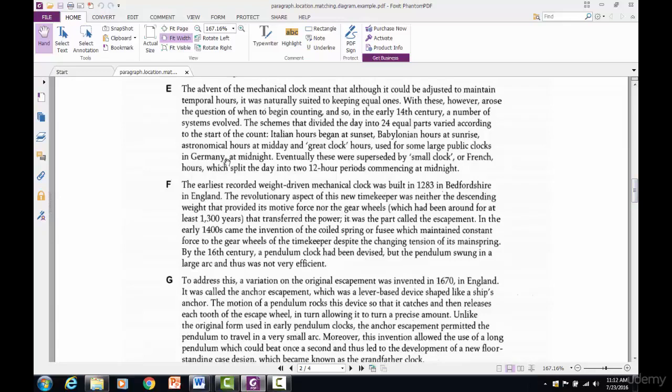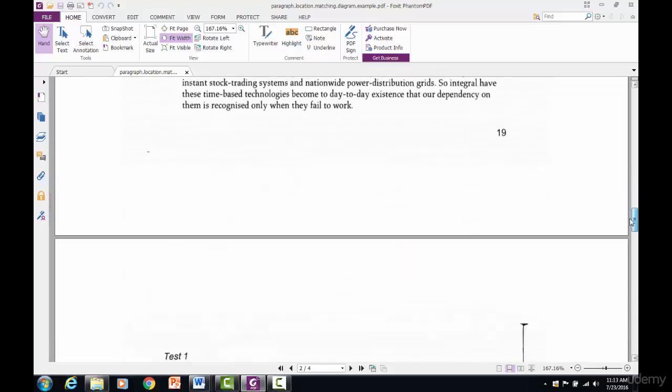For the Germans, it says Italian hours begin at sunset, Babylonian hours at sunrise, astronomical hours at midday, and great clock hours used for some large public clocks in Germany at midnight. No match for anything. Eventually these were superseded by small clock or French hours, which split the day into 2 12-hour periods. Alright, so the French split the day into 2 12-hour periods.